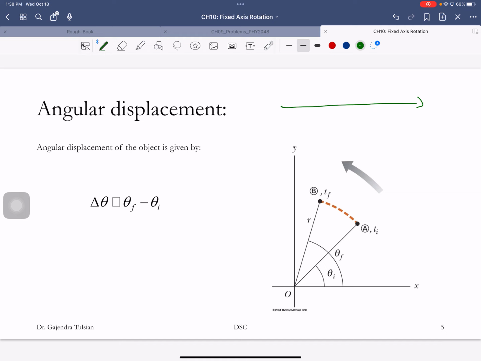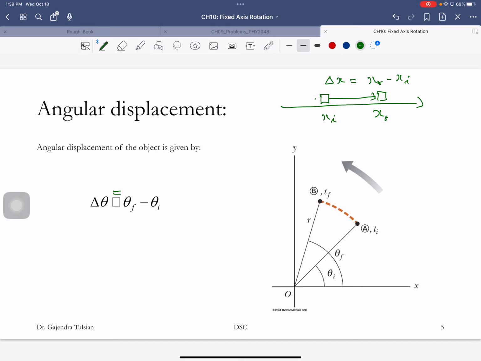Just like for linear motion, when the object moved from the initial point to the final point, that was the displacement. So when an object rotates from this initial position to that final position, the angular displacement is theta final minus theta initial.